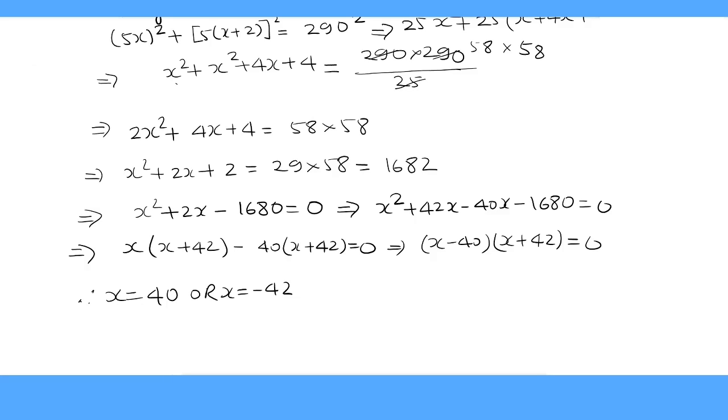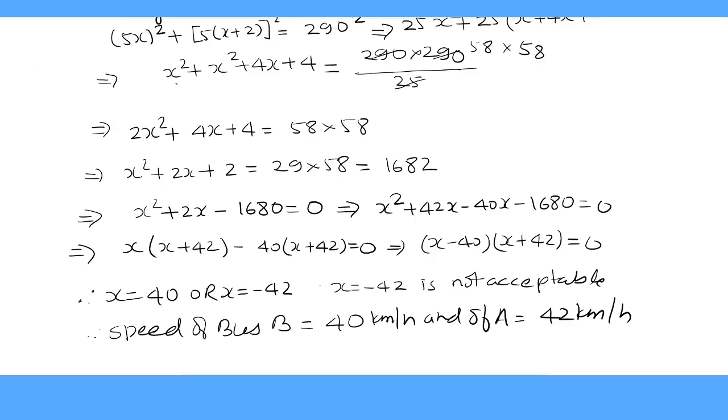Minus 42 is not acceptable as the speed cannot be negative. Hence the speed of B equals 40 km per hour and speed of A equals 42 km per hour, as the speed of A is 2 km more than that of B. This way we find the speed of bus A and B.